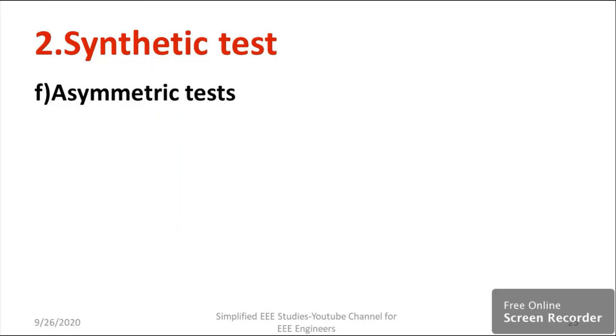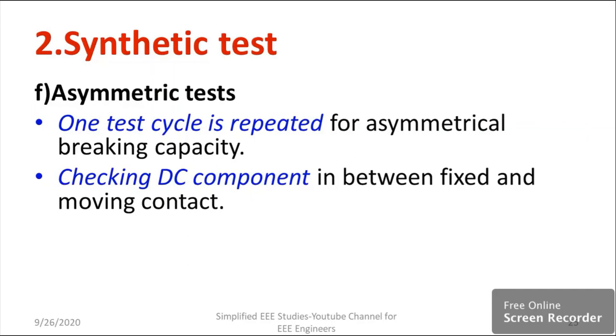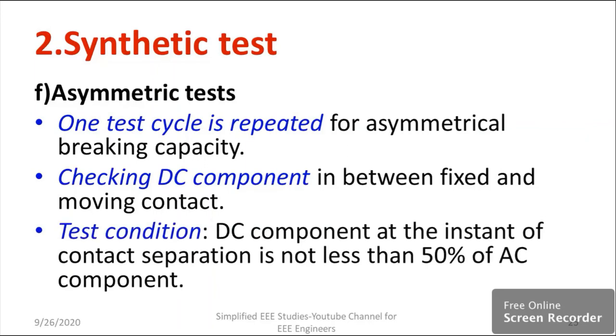Why are we going to conduct the asymmetrical test? Here, one test cycle is repeated for asymmetrical breaking capacity. Checking DC component in between fixed and moving contact. You are going to study the waveforms associated with the fixed and moving contact once the fault has occurred. Once the fault has occurred, obviously the moving contact will be apart from the fixed contact. At that time, you are going to evaluate the DC component. How much DC component is available in between those two components?